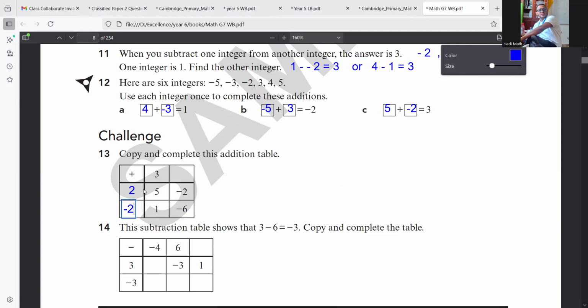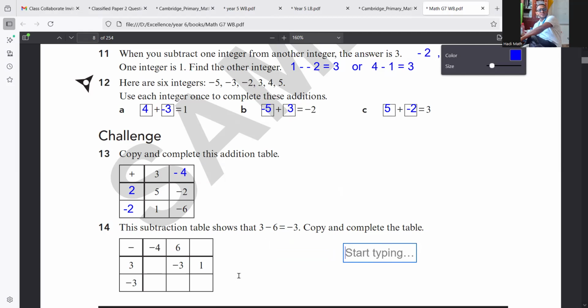Let's go now for this one. This is 2 and this is -2. So this number here should be -4, because -4 and +2 will give us -2. And that's it. Let's say this subtraction table shows 3 minus 6 is equal to -3. Copy and complete the table.